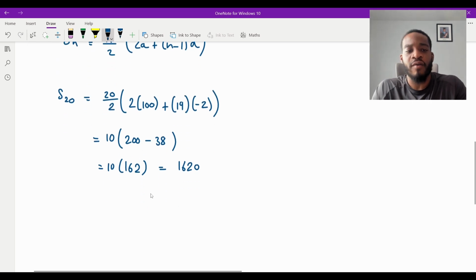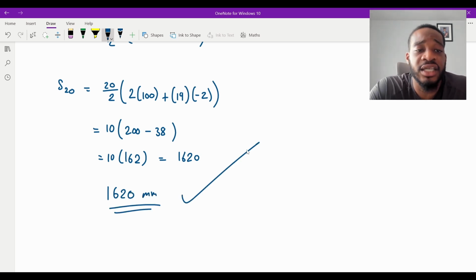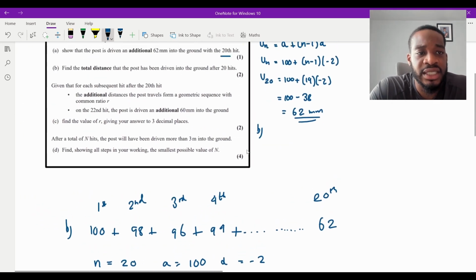So the total distance traveled from the first to the 20th hit, or after the 20th hit, is going to be 1,620 millimeters. And that's it. And that's part B. Let's look at part C.